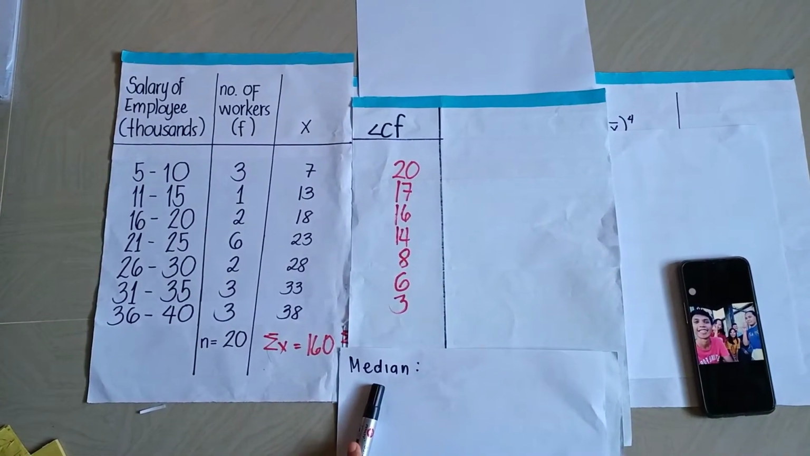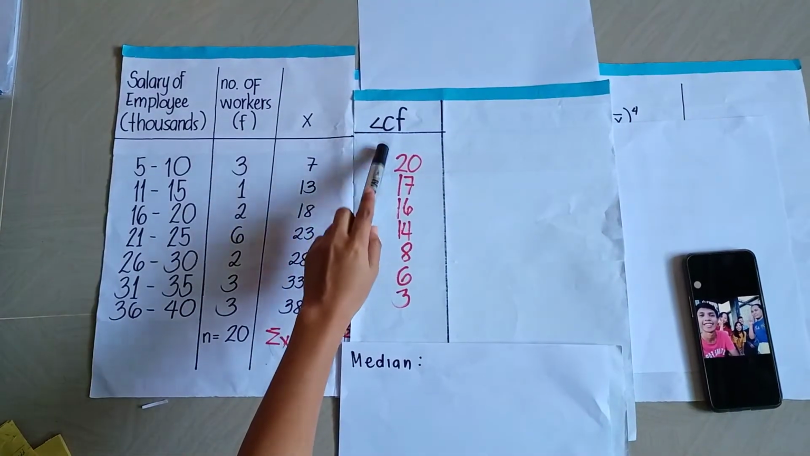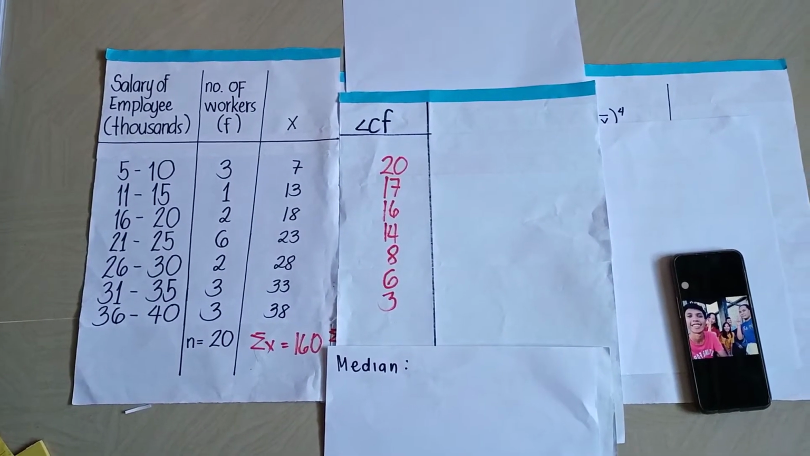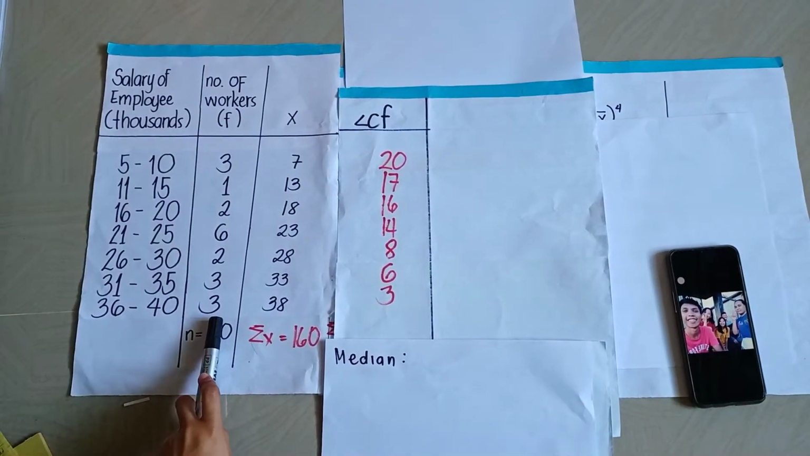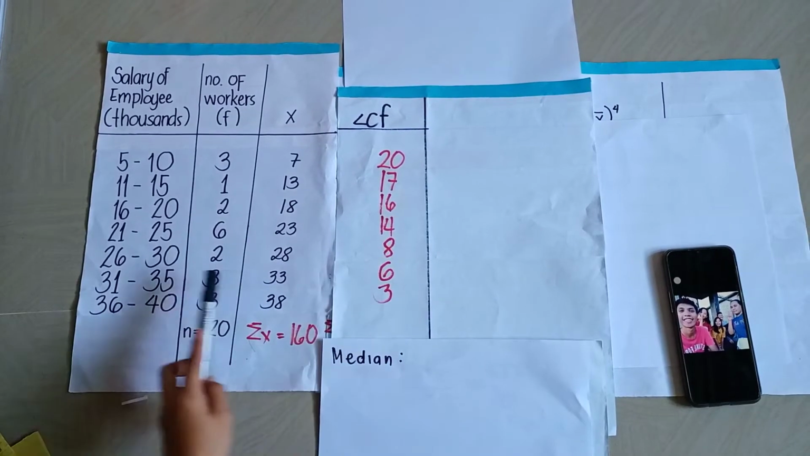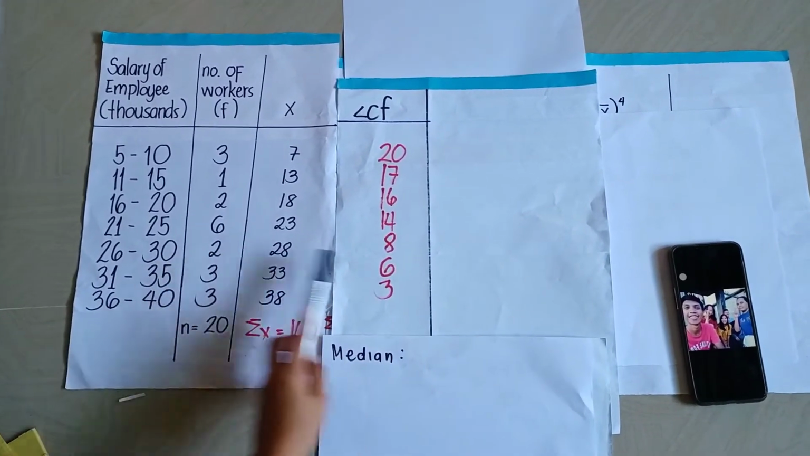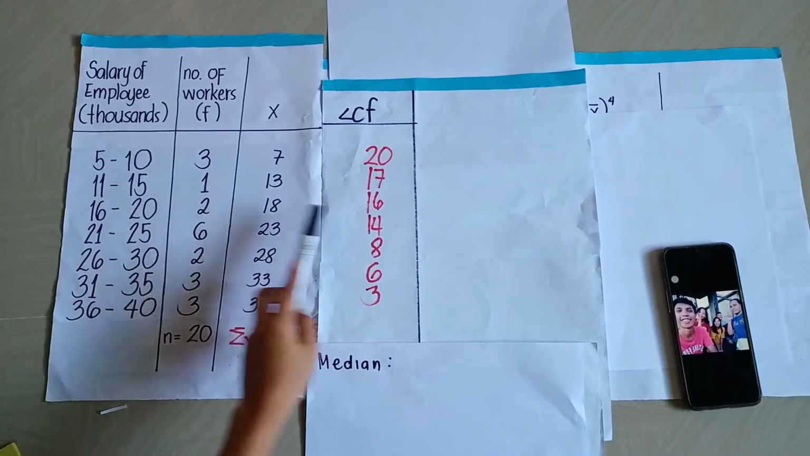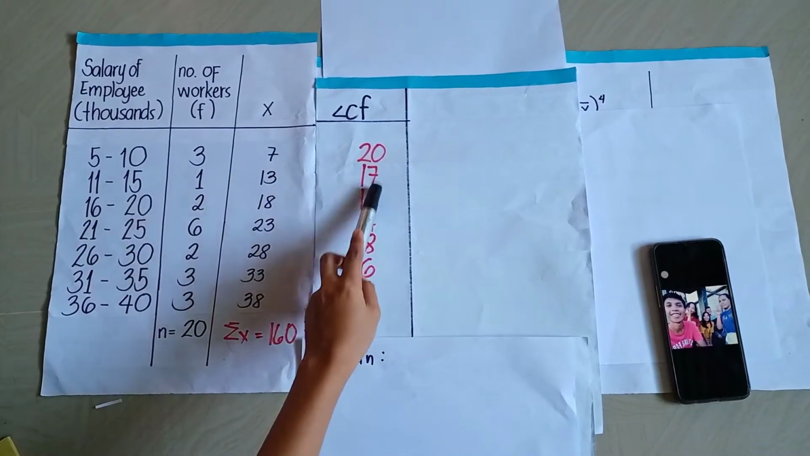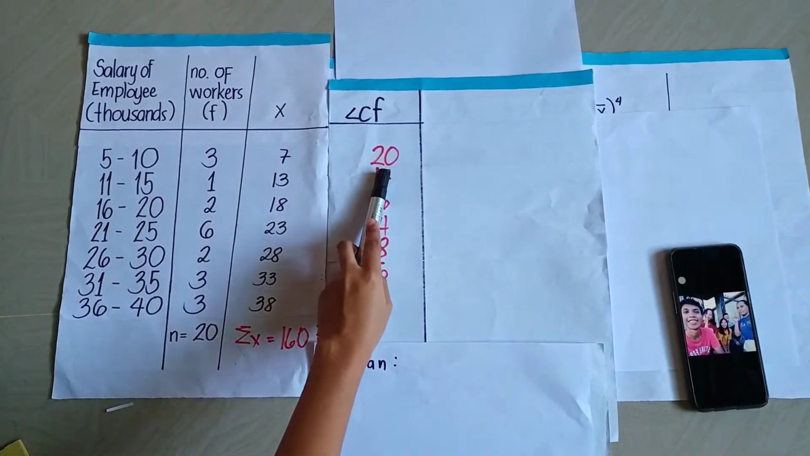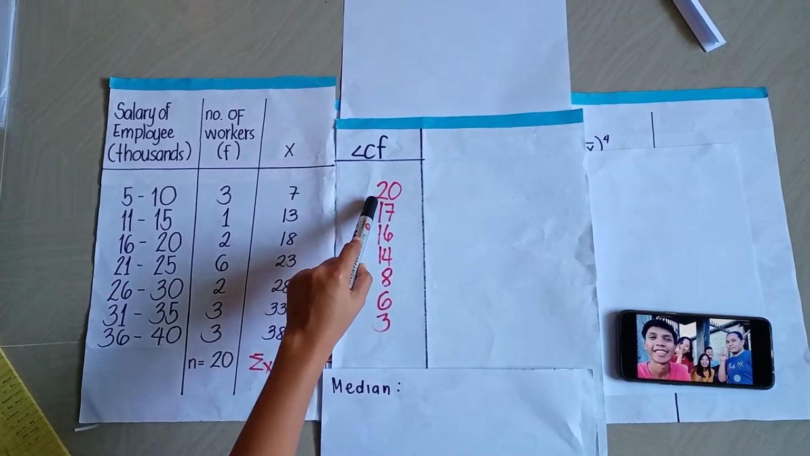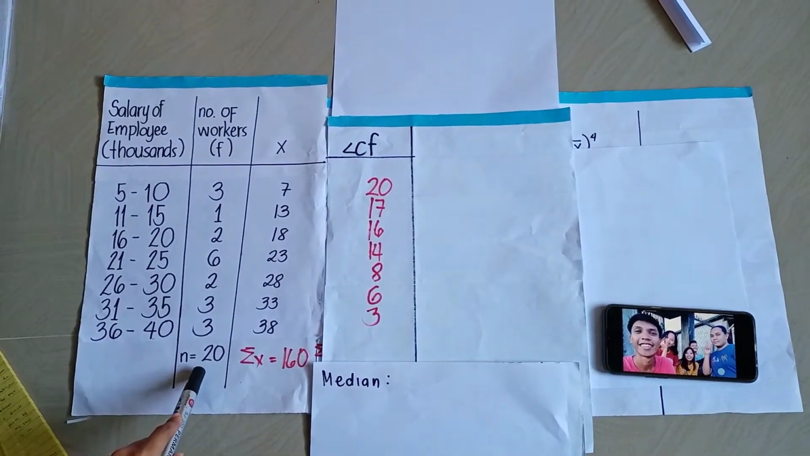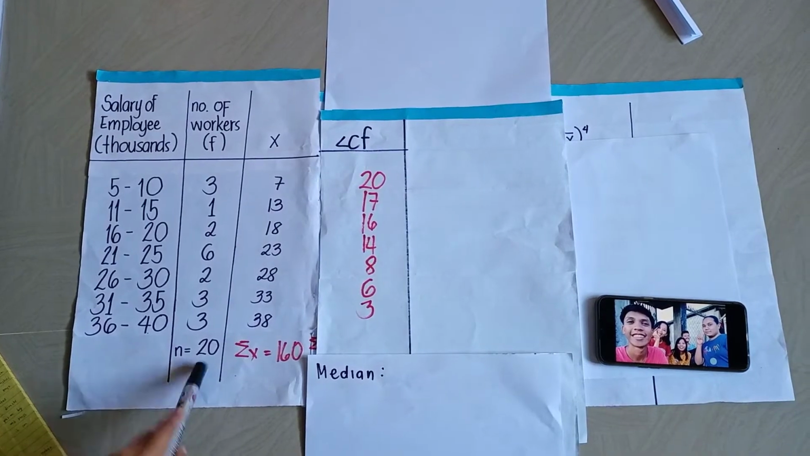For the median, we need to find the cumulative frequency. You need to add the frequencies and copy the first frequency, which is 3. 3 plus 3 is equal to 6. 6 plus 2 equals 8. 8 plus 6 is equal to 14. 14 plus 2 is 16. 16 plus 1 is 17. 17 plus 3 is equal to 20. And the last cumulative frequency is the same as the total frequency, which is 20.